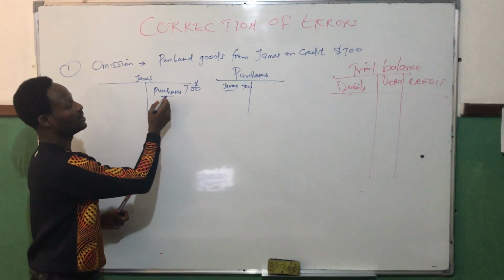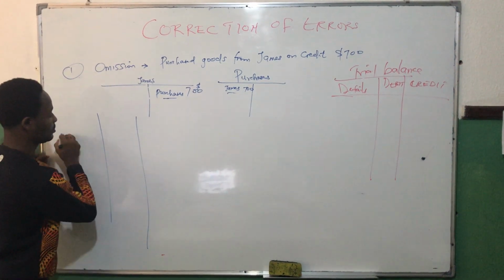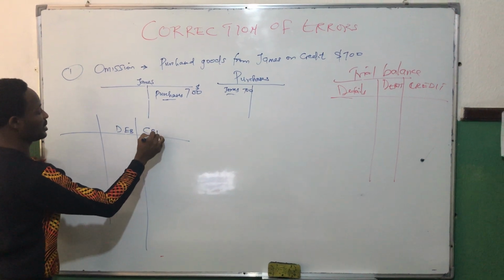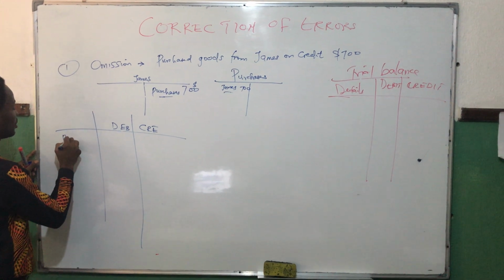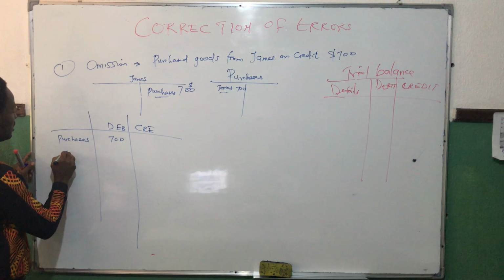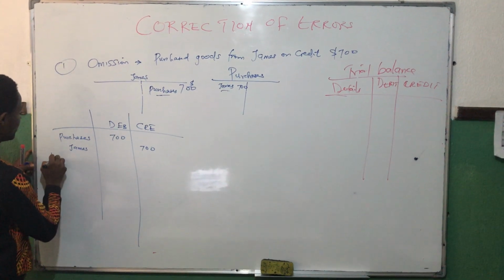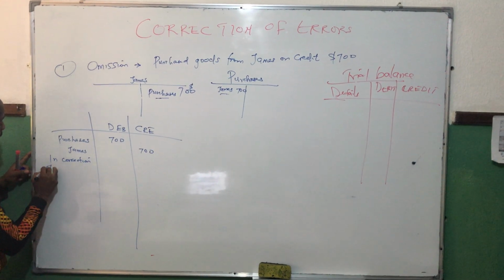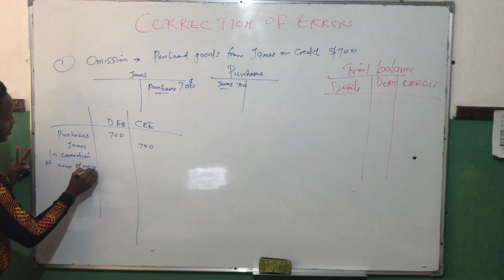Now, this is the correction. So if you open a journal entry to correct this, this is debit, this is credit. So to open the journal entry, purchases was debited. To correct, 700. Then James credited. So what we did was a correction of error of omission.